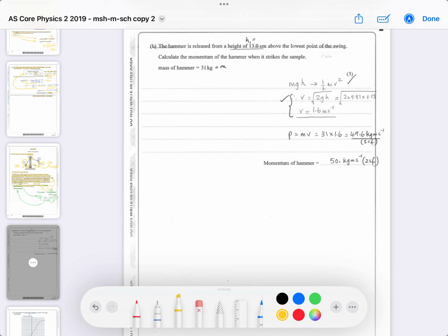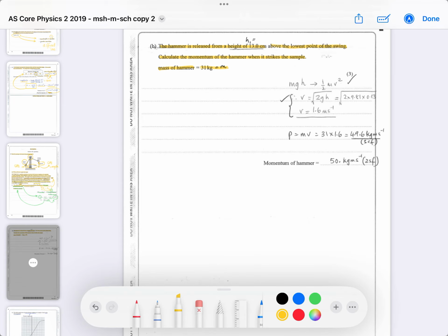Part B then says the hammer is released from a height of 13.0 centimeters above the lowest point of the swing. That's H1, and that should be in meters. Calculate the momentum of the hammer when it reaches the sample. The mass of the hammer is 31 kilograms. So we know the mass, and you've got to calculate the momentum.